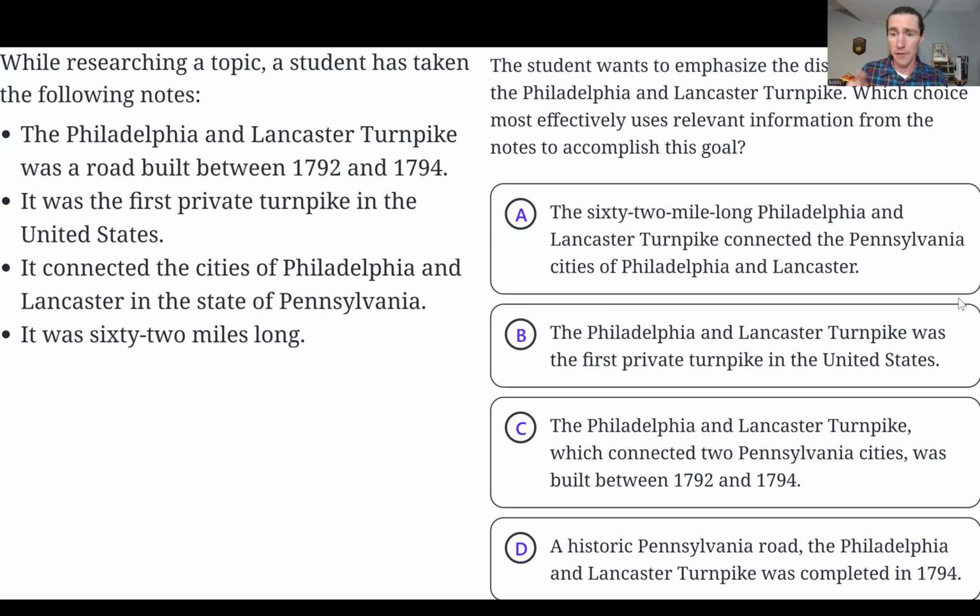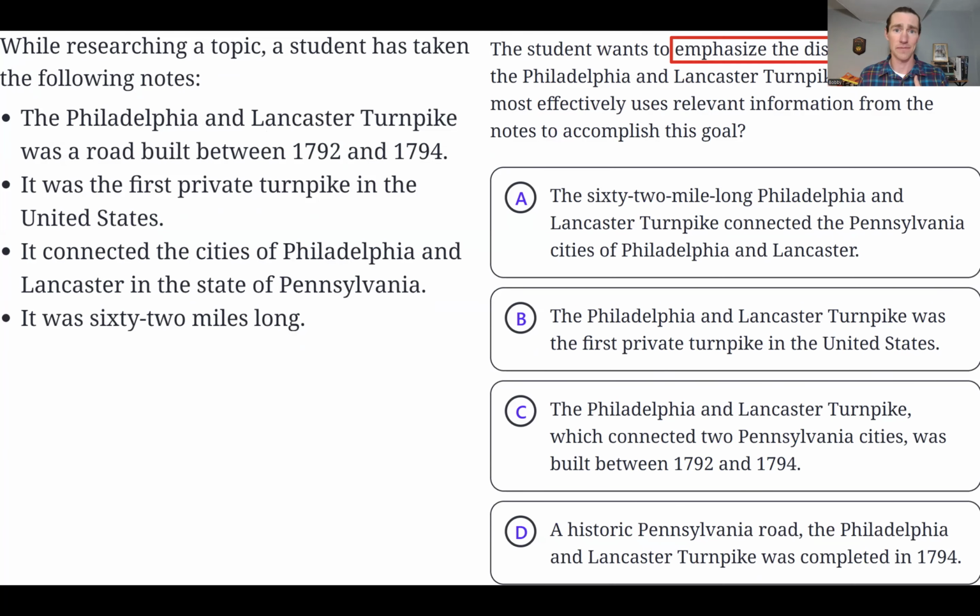Let's go to B. The Philadelphia and Lancaster Turnpike was the first private turnpike. That doesn't tell me what the distance is. B cannot work. Let's go to C. The Philadelphia and Lancaster Turnpike, which connected two Pennsylvania cities, was built between these years. Does not tell me the distance. And then D, finally, does not tell me the distance either. Therefore, A is the right answer.